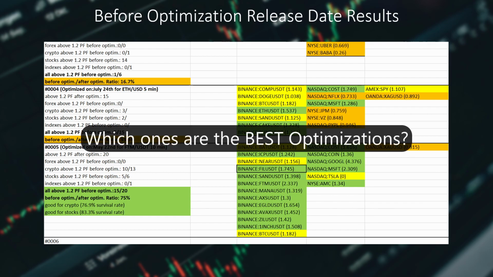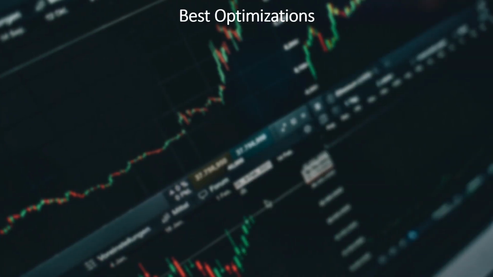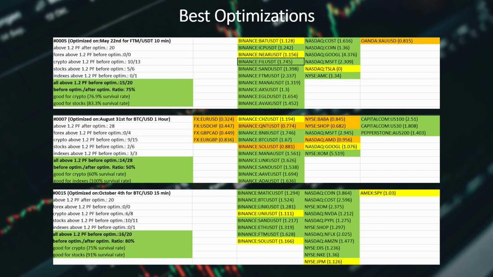Okay, but the final question. Which ones are the best optimizations and how many are there? After analyzing 20 different optimizations, I considered 005, 007 and 0015 to be the best optimizations. I would like to highlight 0015. That optimization had 0 losing assets in the second backtesting phase, which is amazing. It was able to profit on 8 crypto pairs and on 11 stocks.